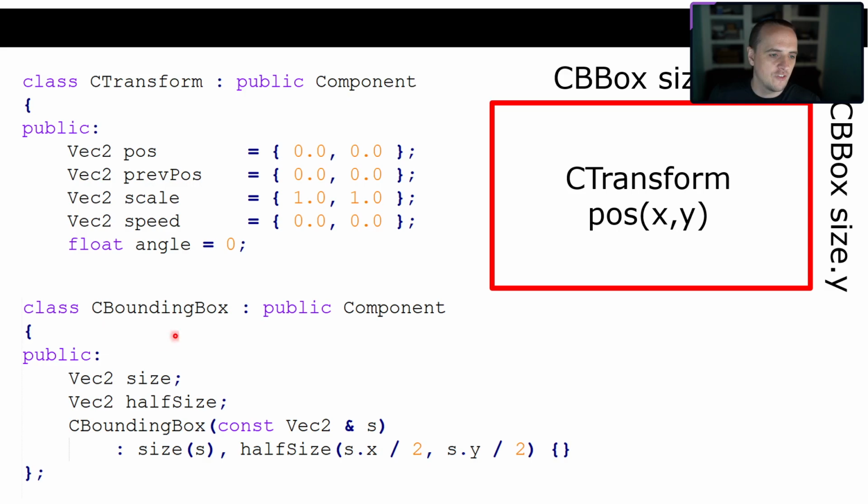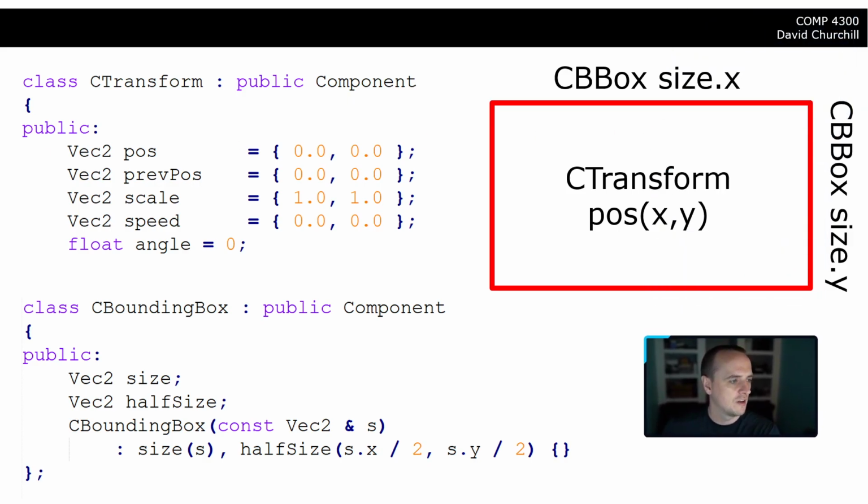We're also going to have another component, which is the bounding box component. And the bounding box component is going to measure the width and the height of the bounding box. So the X component of the bounding box, so bounding box size.x, that's the width of the bounding box, and the Y is the height of the bounding box. So that's what that means.